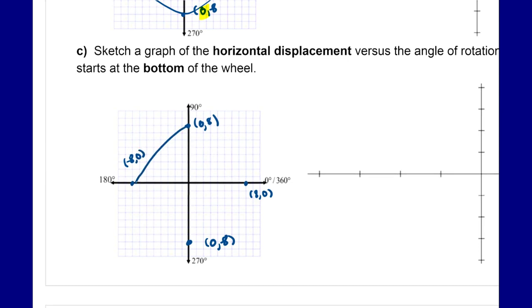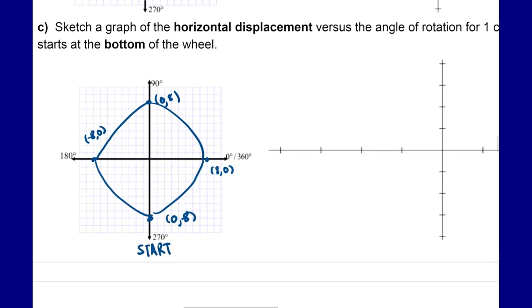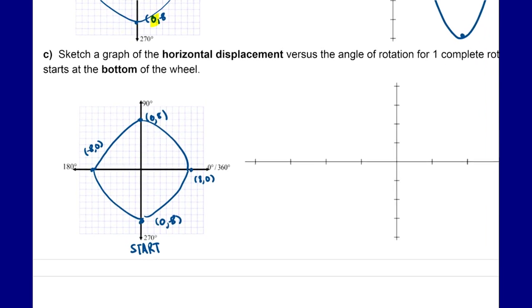I have my graph, again, roughly sketching it, just so I get an idea. But we are now going to start at the bottom. So this is where we are starting. So this is going to be our 0, essentially, because we are starting from this location. So there is no rotation yet, or no angle of rotation. Even though, yes, based off of the diagram, we're at 270, right? If we're starting at the bottom, technically that is our 0 mark. So at 0, our horizontal displacement is 0.